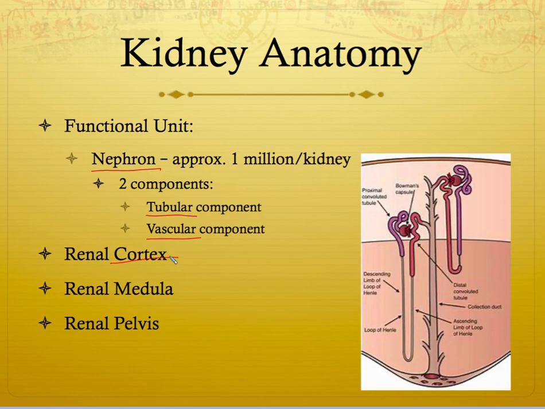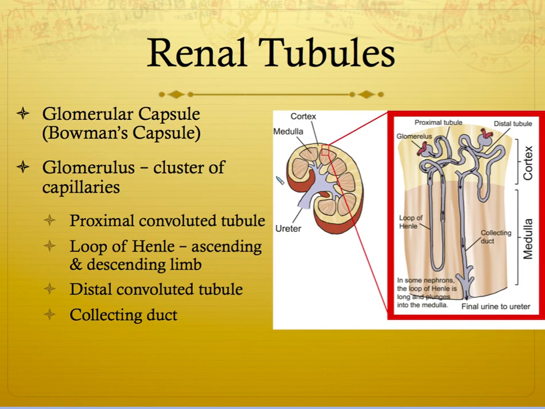You have your cortex, which is the outer region. The medulla is the inner kidney. And your renal pelvis, we'll talk about later on. That's where your urine gets collected. Okay, so your tubules. This is your tubular component.